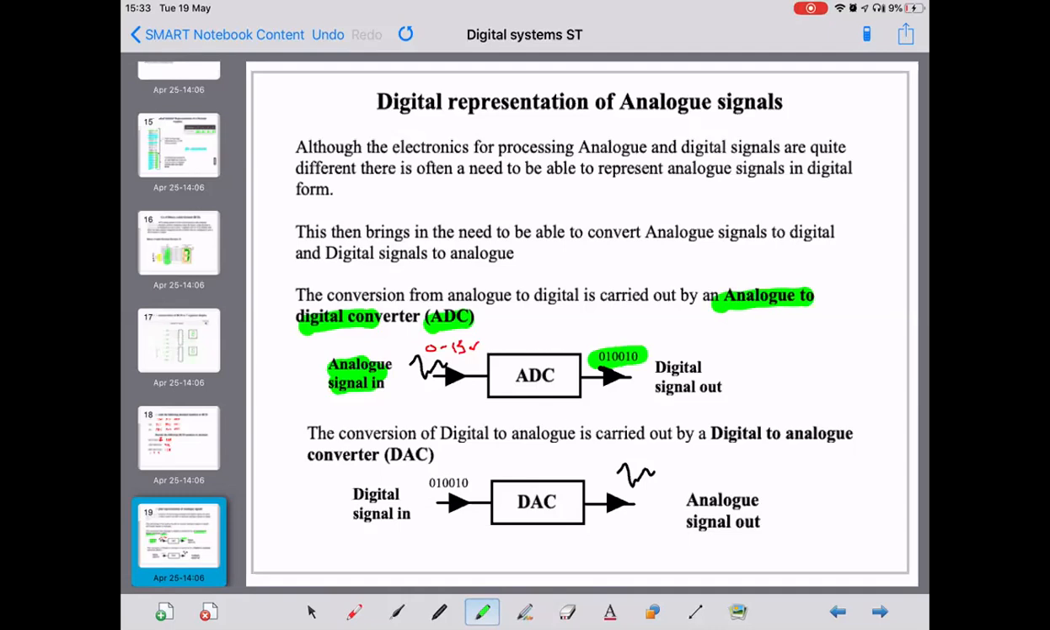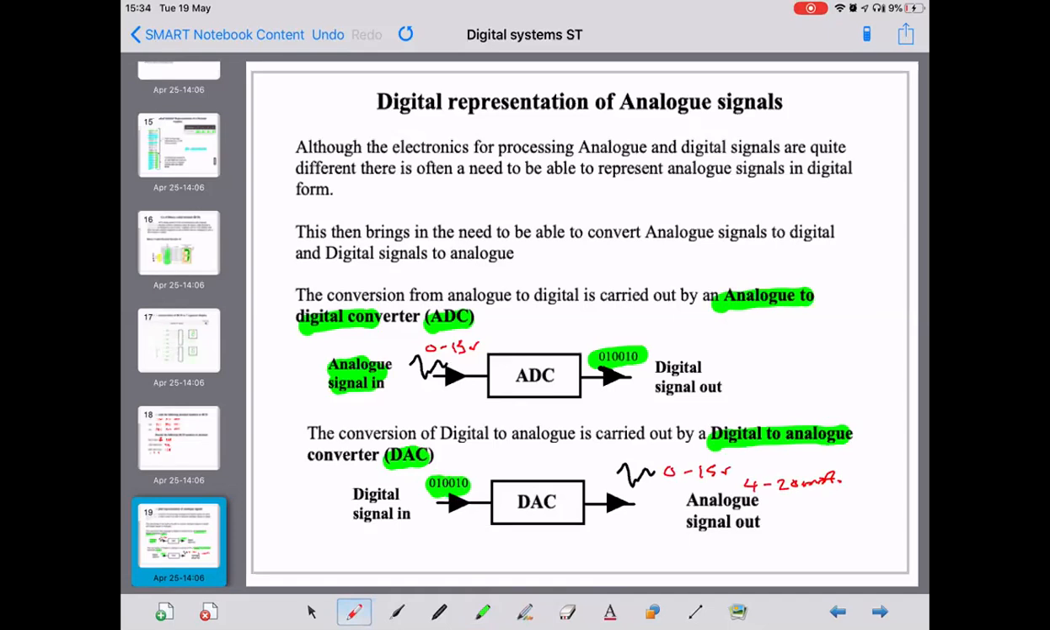Conversion of digital to analog is carried out by a digital to analog converter, or DAC. It takes a digital signal in, a series of ones and zeros representing a particular analog voltage level, and then gives us a voltage out, for example between 0 and 15 volts, or between 4 and 20 milliamps, to control something, maybe the speed controller of a motor, or the opening and closing of a valve to allow flow, etc.